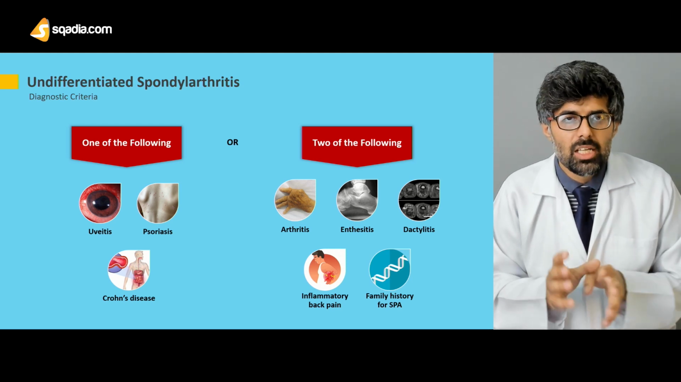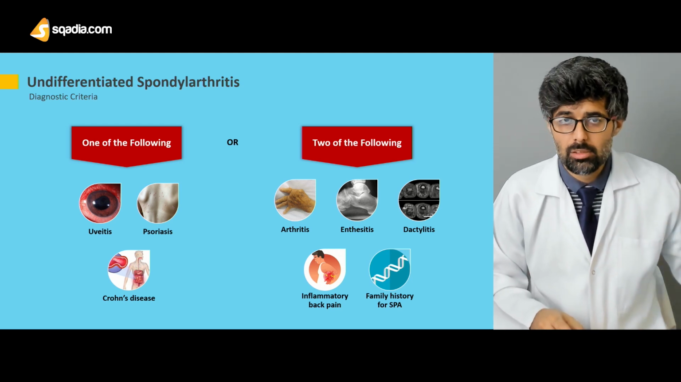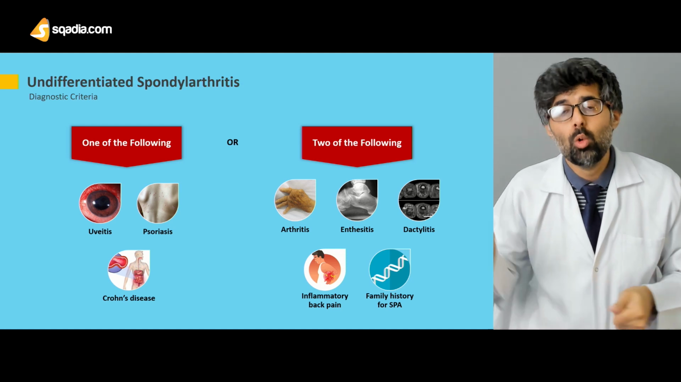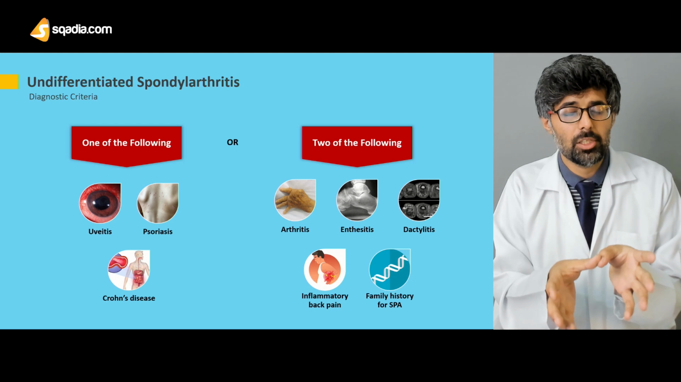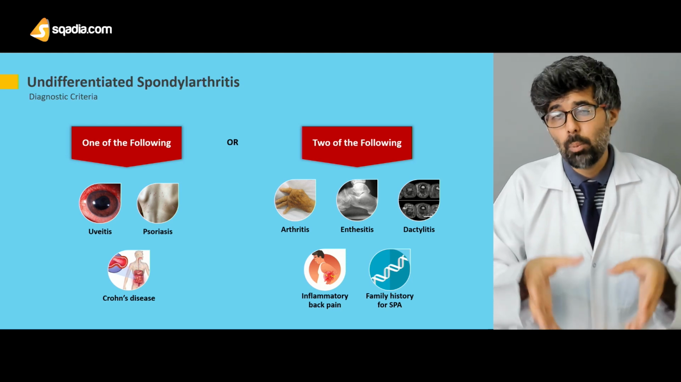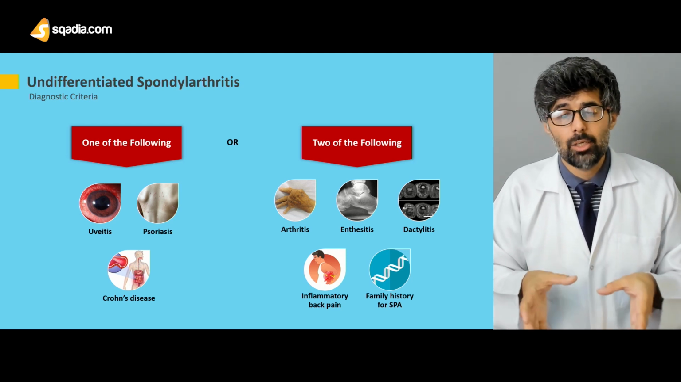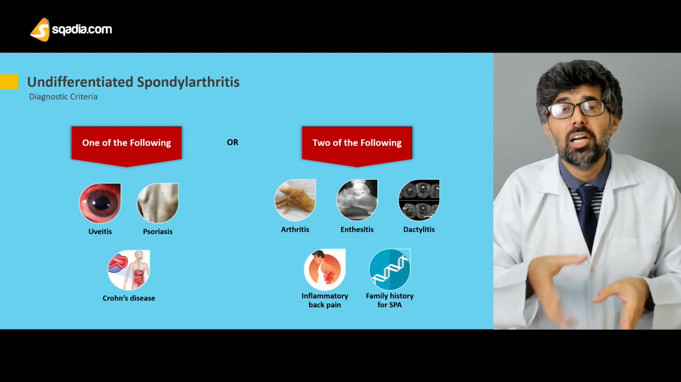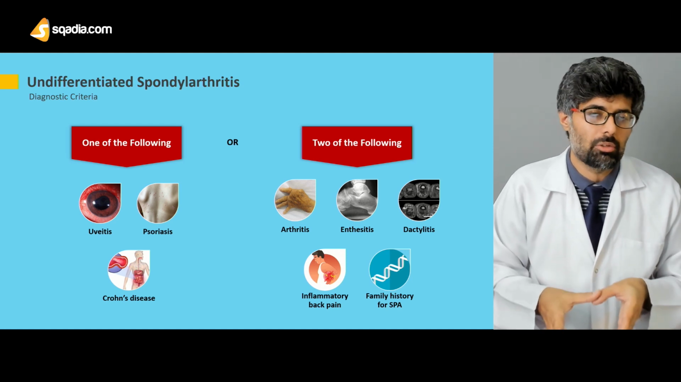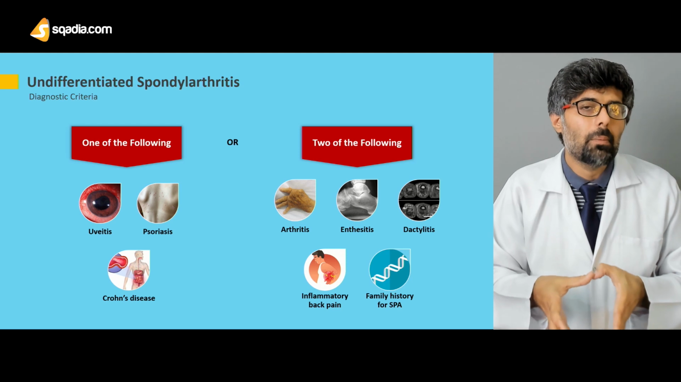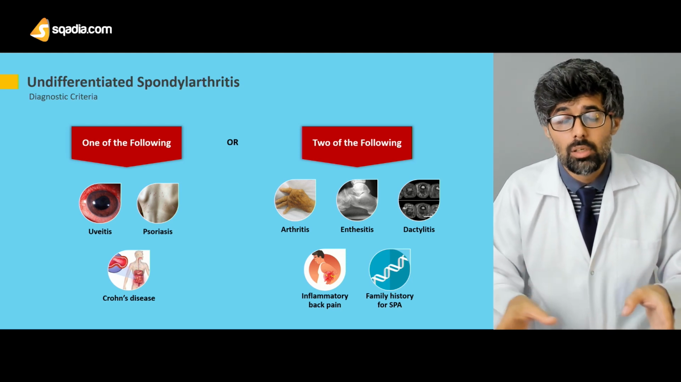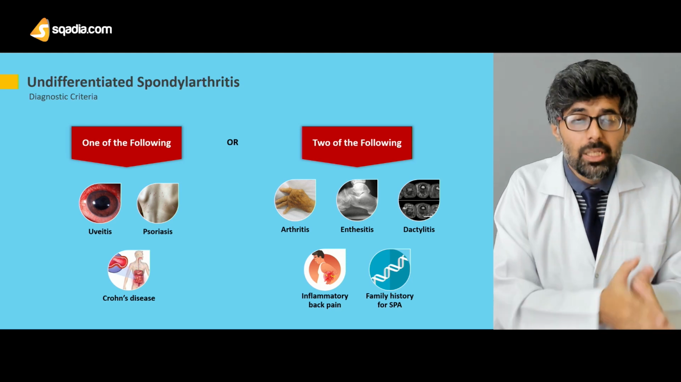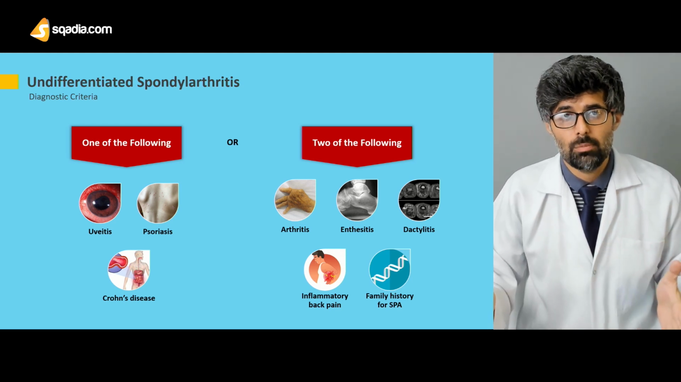If the patient has either one of the first three, or two of the last five, we can have a definitive diagnostic criterion upon which we can diagnose the patient as having undifferentiated spondyloarthritis. And you do remember that undifferentiated spondyloarthritis is the one where there is not a complete course of symptomology of the patient.